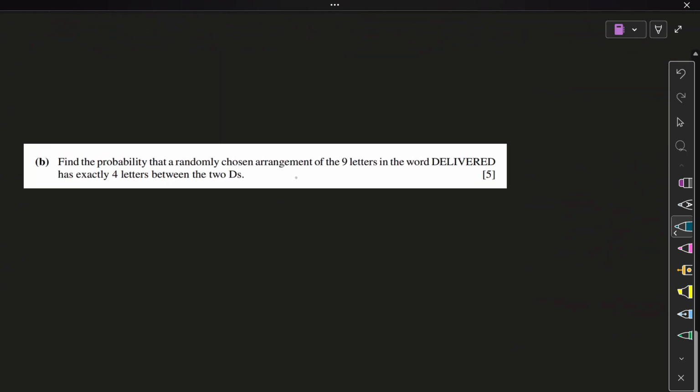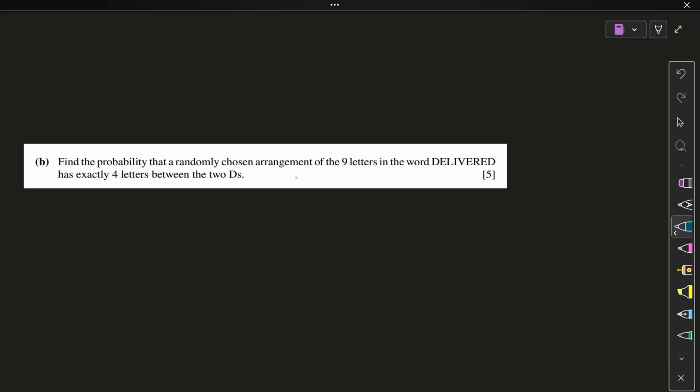Now, to this question. There is a different distinction with factorial as well. See, almost always it will ask of you to find the different arrangements, almost always. But there are some cases like this one, when it says find the probability that a randomly chosen arrangement of the 9 letters in the word delivered has exactly 4 letters between the two Ds. Okay, it's a letters-between-letters case, we can do that, no problem. But it wants the probability, meaning it wants all the possible arrangements.